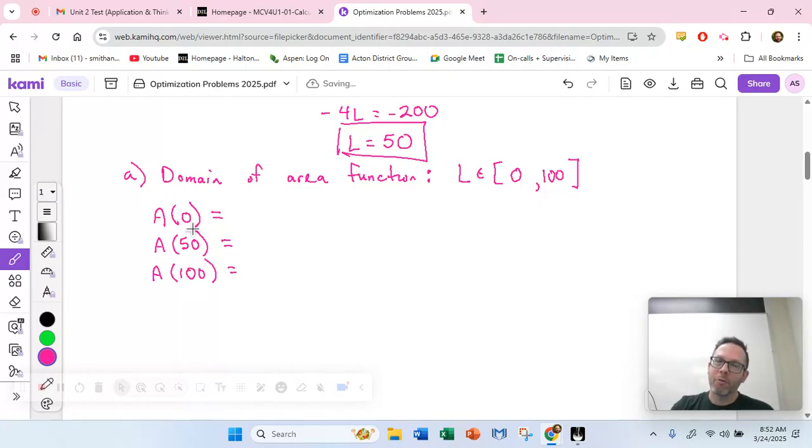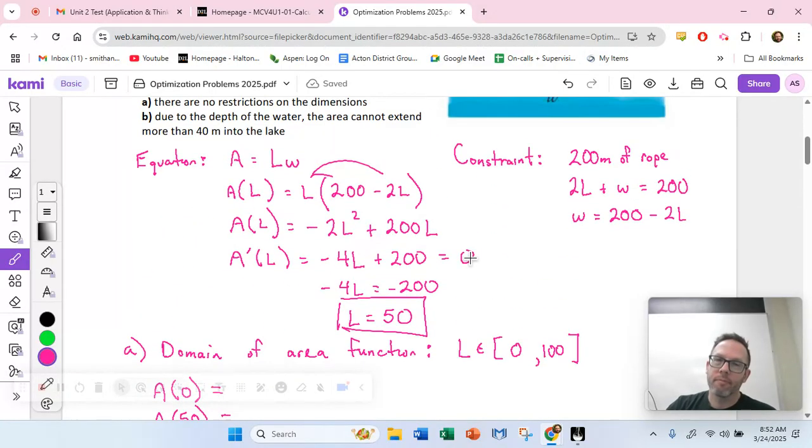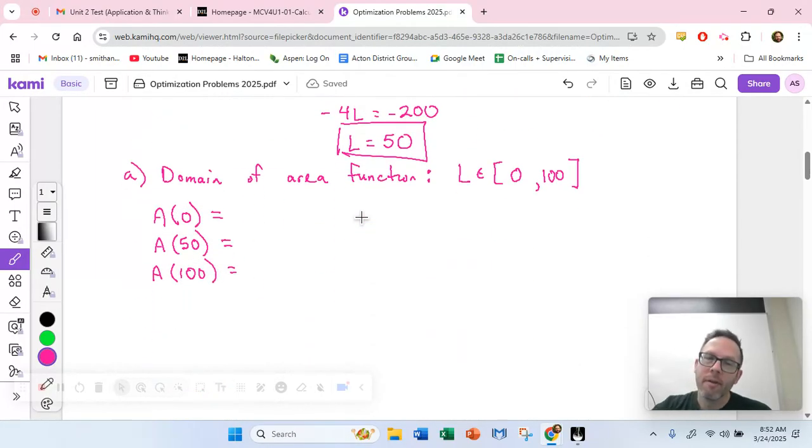Hopefully that's satisfactory for you. Check the area for those 3 values. Our maximum swimming area will be at one of those for sure. Now, hopefully it doesn't take too much thought to see that when you plug in L equals 0, you get an area of 0. Same thing happens when you plug in L is 100. You get a sad swimming area of 0 meters squared.